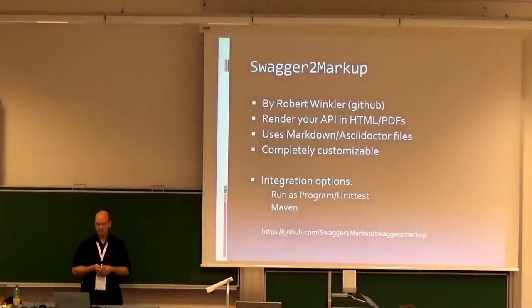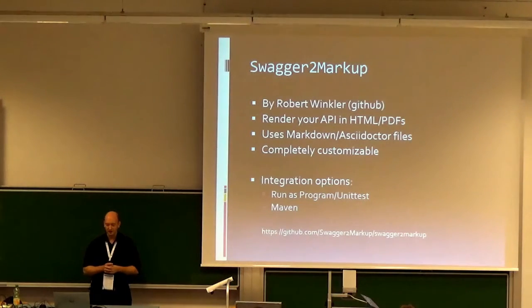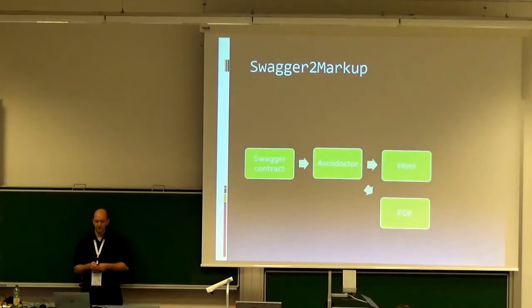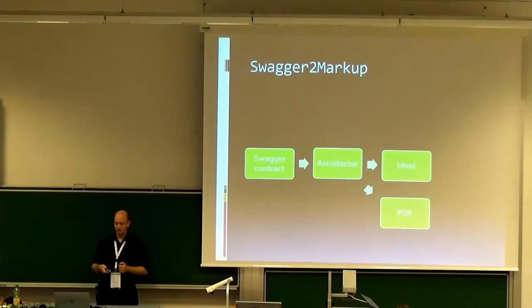The next tool is Swagger to Markup by Robert Winkler. It's a single-person project, and it allows you to render the API in HTML or in PDF. It uses SDKs files for this, and you can completely customize it. So this is the basic process. First it generates SDKs files, then you can manually add additional SDKs files or add some configuration, and then you generate HTML or PDF.